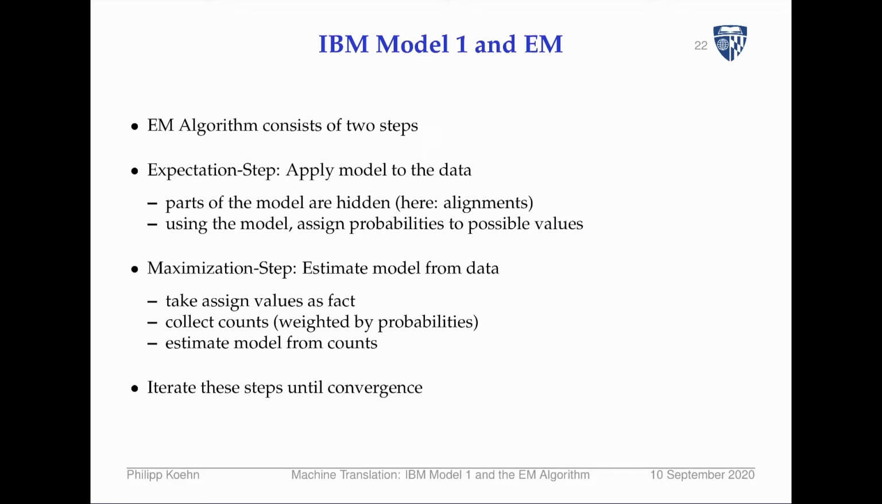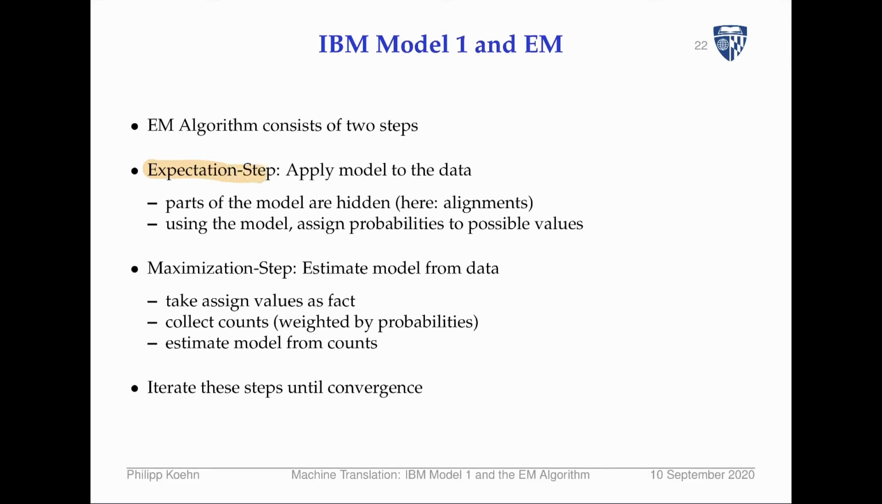Okay, so that's the basic intuition. Just to be clear about the program, the EM algorithm consists of 2 steps. The expectation step, where we apply the model to the data. Parts of the model are hidden, here the alignments. Using the model that we have, we assign probabilities to possible values.